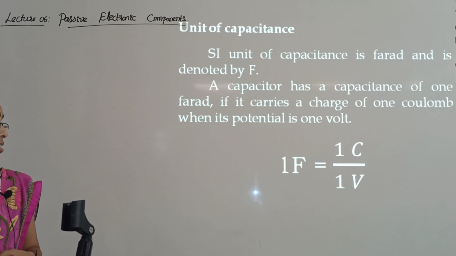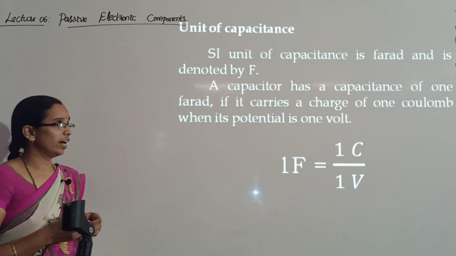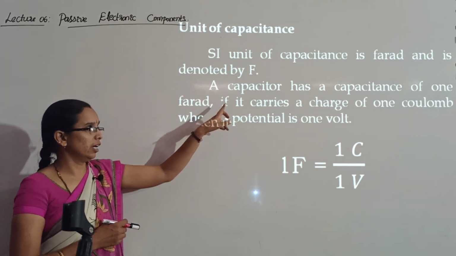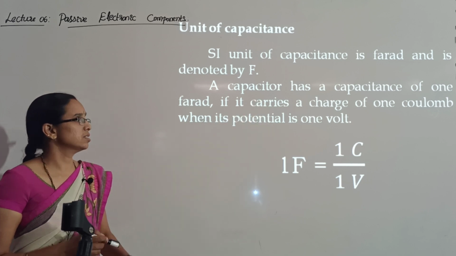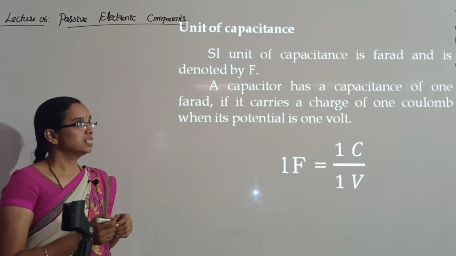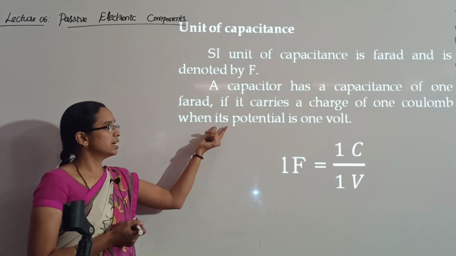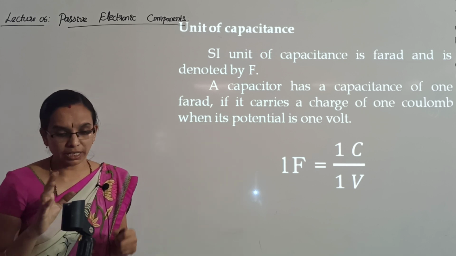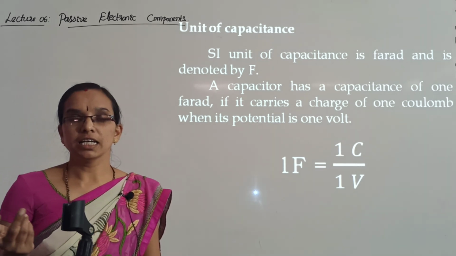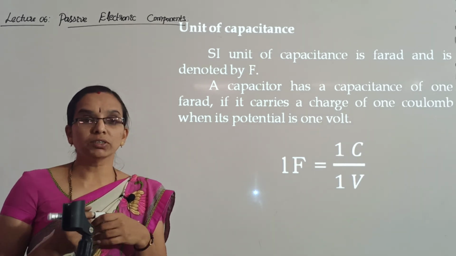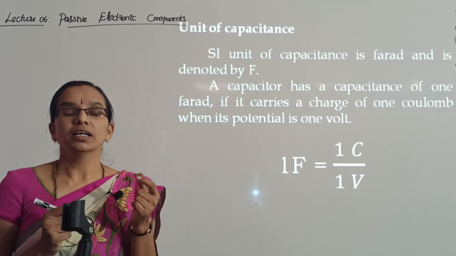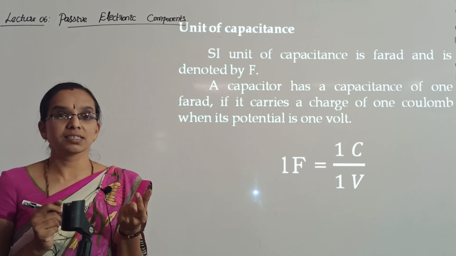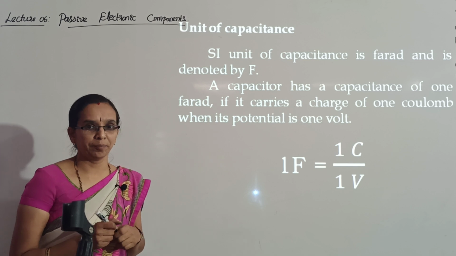Unit of capacitance. The SI unit of capacitance is farad and it is denoted by capital F. A capacitor has a capacitance of 1 farad if it carries a charge of 1 coulomb when its potential is 1 volt. That means when the potential difference across the plates is 1 volt, 1 coulomb of charge is stored, and the capacitance of the capacitor is said to be 1 farad.